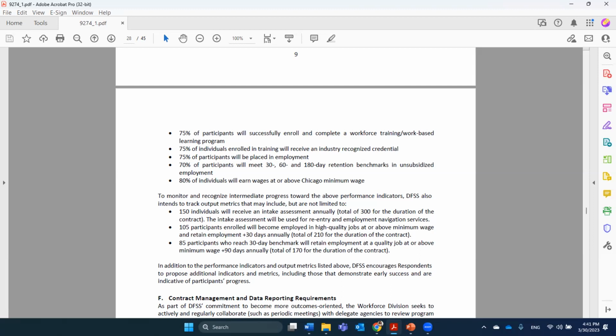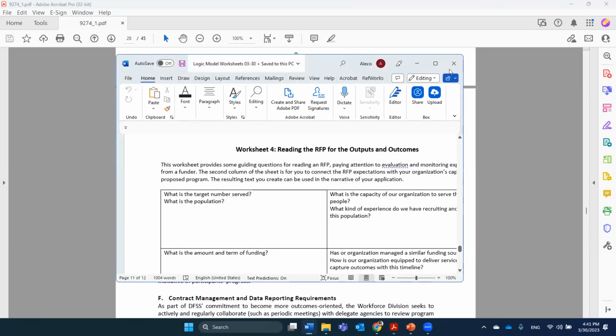So looking at the goals of this specific funding opportunity, as well as what they're asking, it can be really helpful to take a look at worksheet number 4, which we don't need to all fill out together, but it's a tool I came up with to be an aid for reading these RFPs and aligning that with how you talk about your organization and why you think your organization is equipped to do the work that's outlined. So I'll drag over my Word document here.